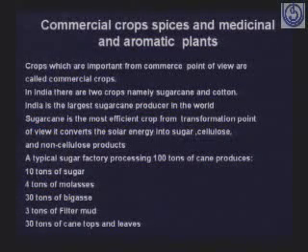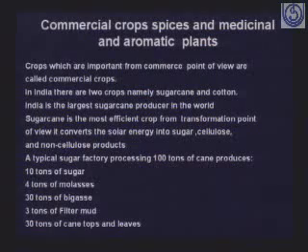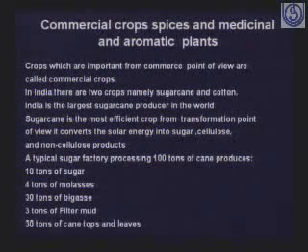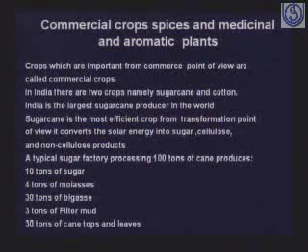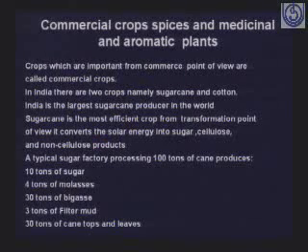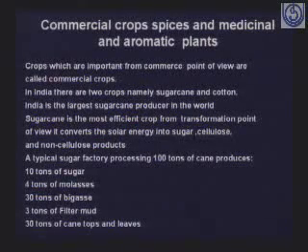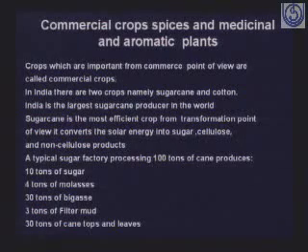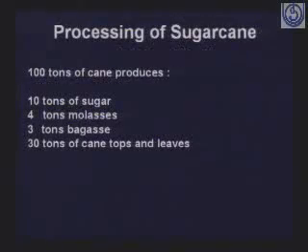A typical sugar factory processing 100 tons of sugar cane produces 10 tons of sugar, 4 tons of molasses, 30 tons of bagasse, 3 tons of filter muds and 30 tons of cane tops and leaves. Supposing you are asked, there is a factory which is able to process 1000 tons of sugar cane, how much of sugar will it produce? So you should be able to calculate this from this particular table.